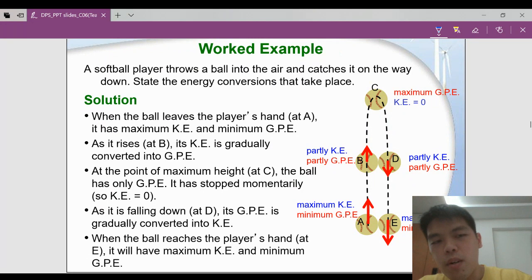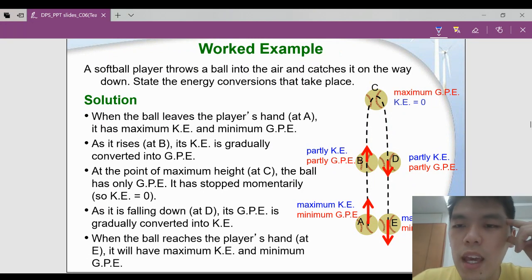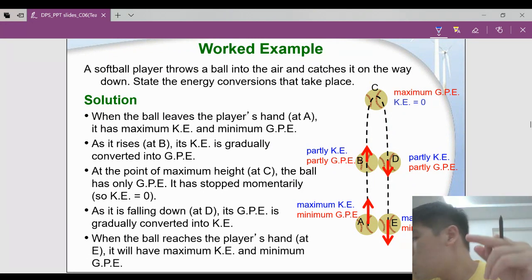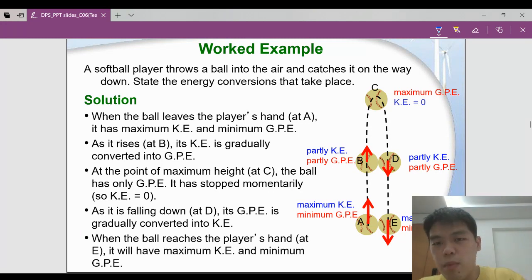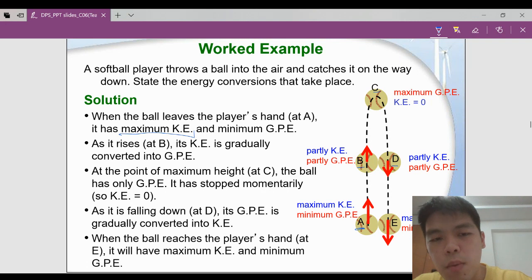A softball player throws a ball into the air and catches it on the way down. So what we have here is the ball being thrown upwards, not dropping now, it's being thrown upwards. As it's thrown upwards, state the energy conversion that takes place. So let's start from A first. Okay, then you move on to B, C, D, E. When the ball leaves the player's hand, that is the point where it's moving the fastest. That's why it has maximum KE. When it just leaves, it is at the lowest height. That's why the GPE is minimum, very, very little.